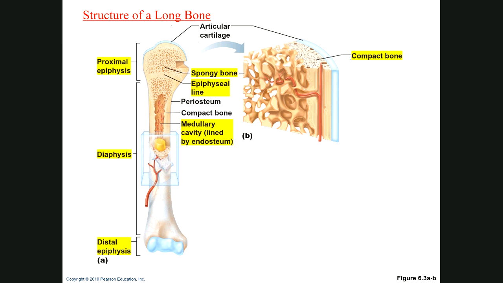Again, definitely be able to identify the parts of a long bone. The distal epiphysis, proximal epiphysis, diaphysis, an epiphyseal line or plate, spongy tissue in the epiphysis, compact bone tissue in the diaphysis, articular cartilage at the end of the epiphysis.